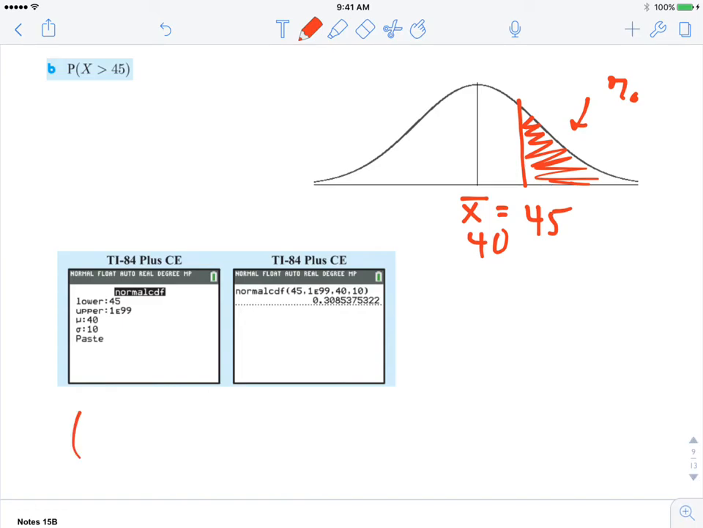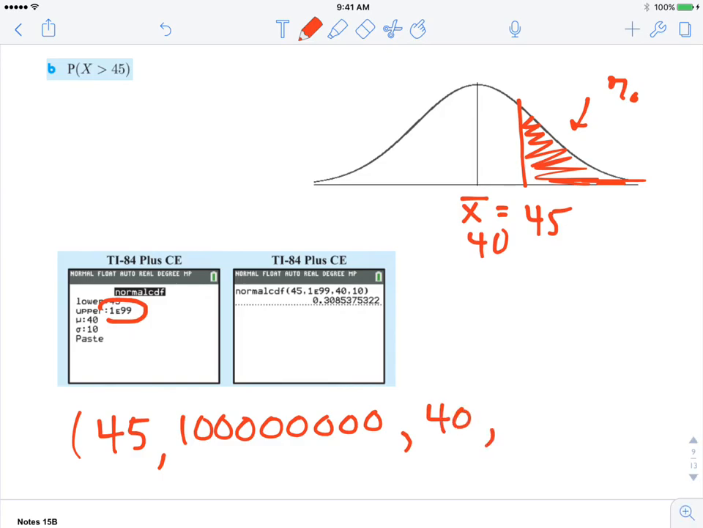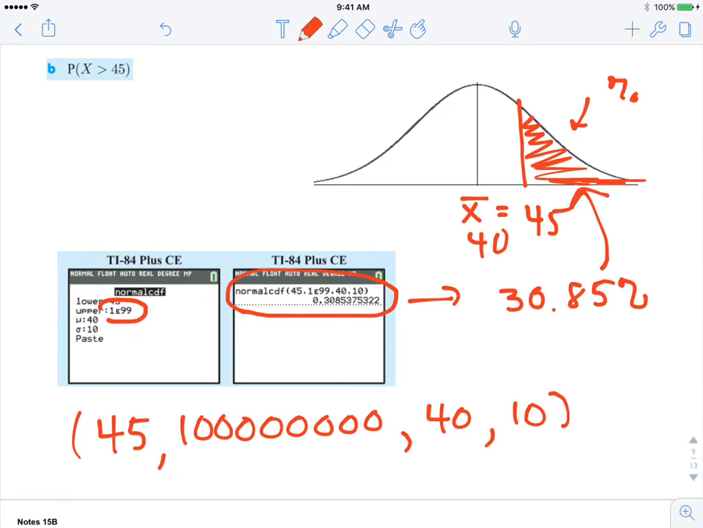You'll do your lower bound of 45. Now the upper bound doesn't stop. So a lot of calculators say go 1E99. So you want to put a very large number in. So maybe 8 decimal places. Then you do your mean of 40 and then your standard deviation of 10. So here's what it's going to look like on the screen. And what that percentage is, 30.85% of the values will go greater than 45.